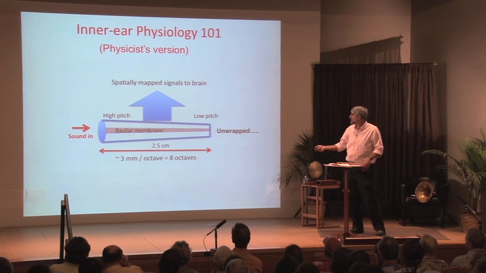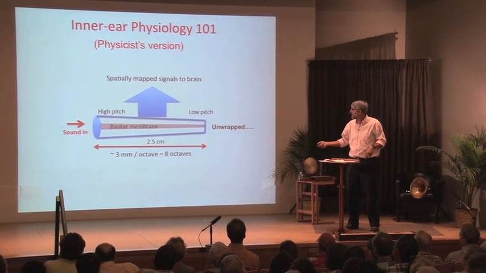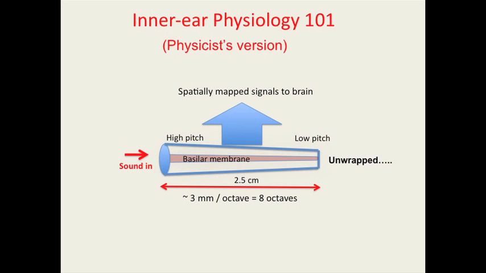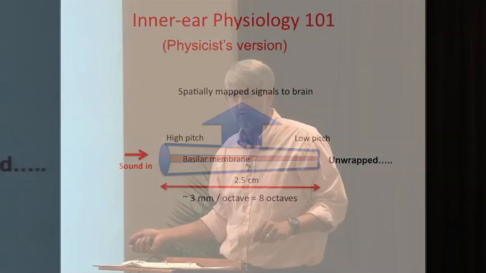Okay? Sound comes in, and depending on the frequency of the waves, it sort of excites certain places along the basilar membrane. Hair cells all along the membrane then spatially map what regions of the basilar membrane are excited to tell the brain what frequency it is. And here's an amazing thing. The way this is mapped frequency-wise, it's about 8 octaves in 2.5 centimeters. Okay, that's the range of our hearing, roughly 8 octaves.